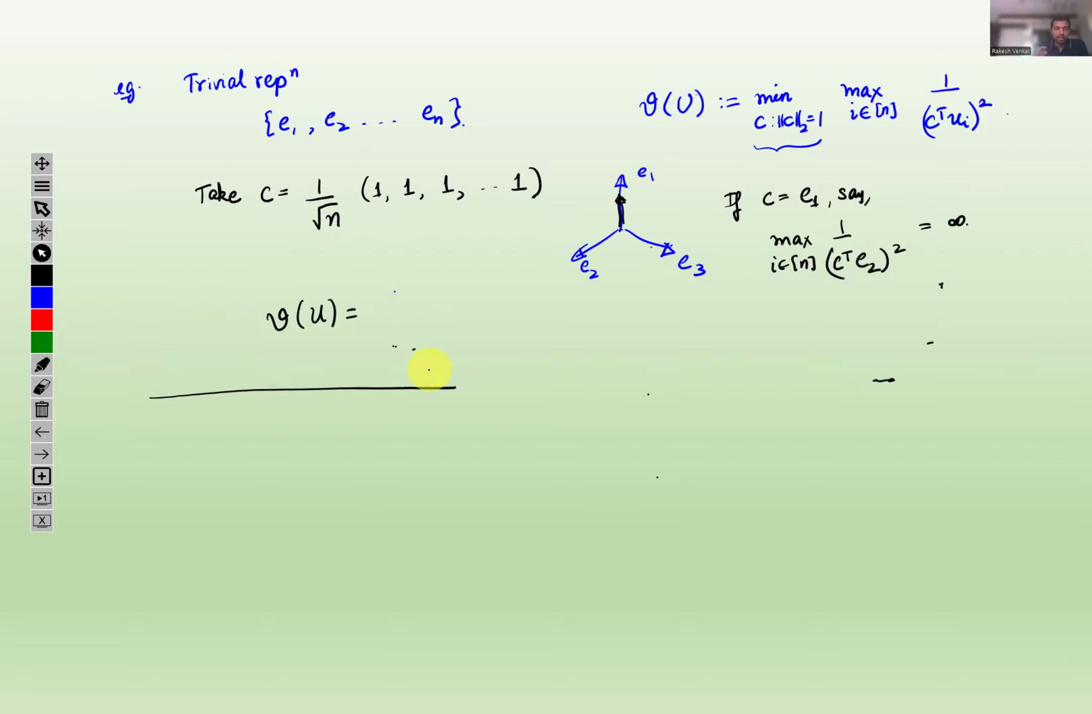Now, what about the other one, for the complete graph, right? There was an easy representation for the complete graph. All vectors were the same. So you had, say, all of them are U. Okay, this was a valid orthonormal representation. And now, what can you take C to be that will minimize this?